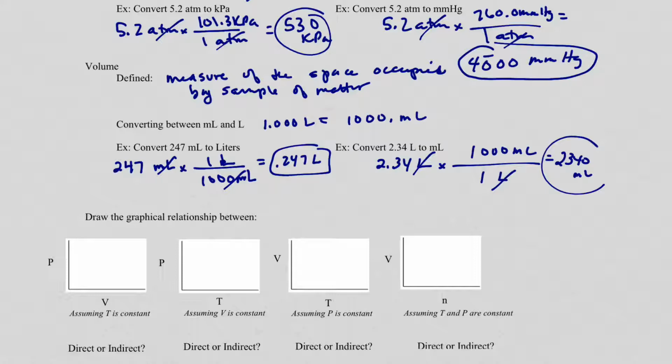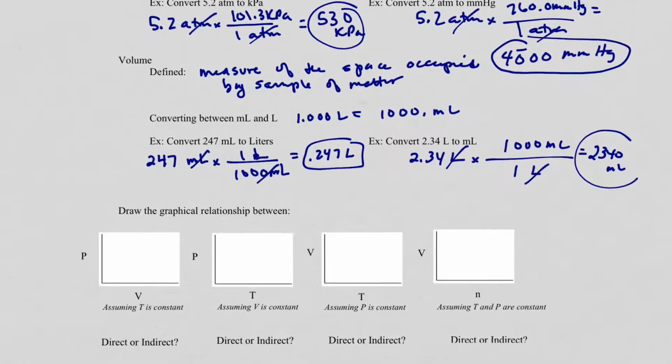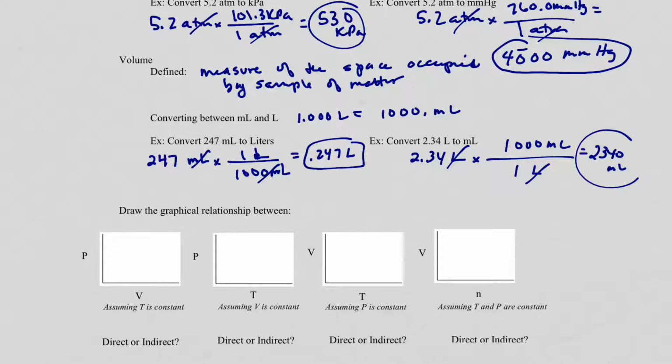Okay, in terms of understanding the relationships between these variables, pressure and volume, assuming temperature is constant, has an inverse relationship. Sometimes it's called indirect. Pressure and temperature: as the temperature goes up, pressure goes up because the particles are moving faster and therefore they hit harder. So that is a direct relationship. Volume and temperature: as the temperature increases, particles start moving faster and they start spreading out. So this is a direct relationship.